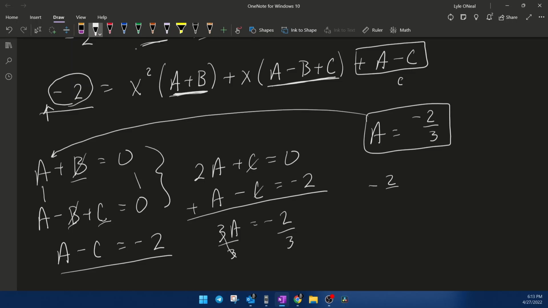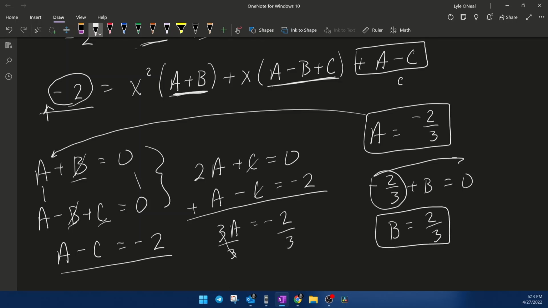Now once I know a, I can plug back into this first equation and find b. So we're going to have -2/3 plus b must equal 0. Moving the -2/3 over will give me a value of b of +2/3. And then I can also plug back into the bottom equation for a and find c.